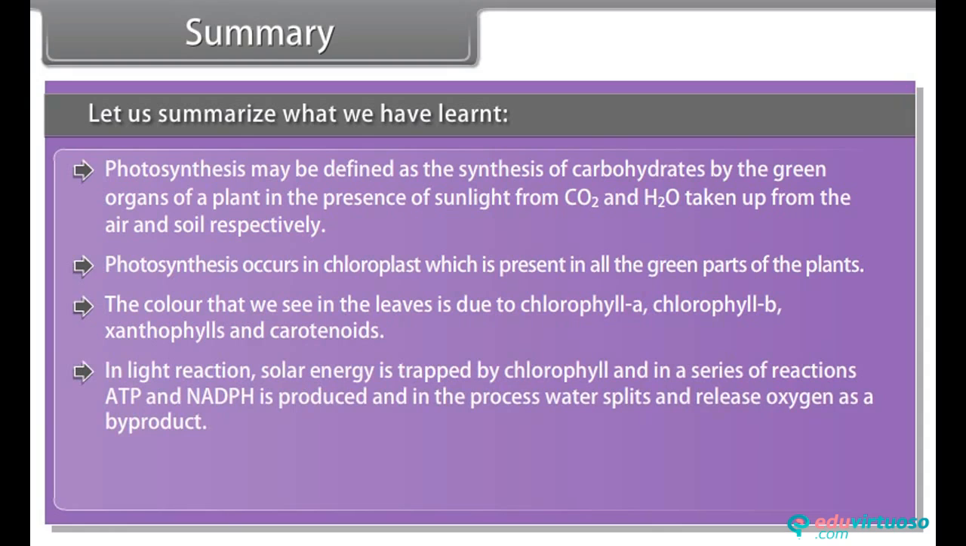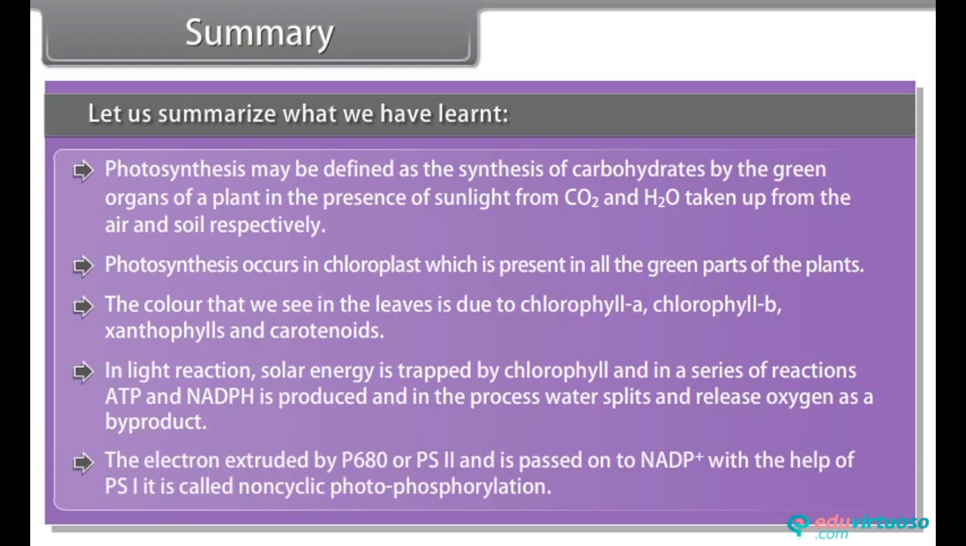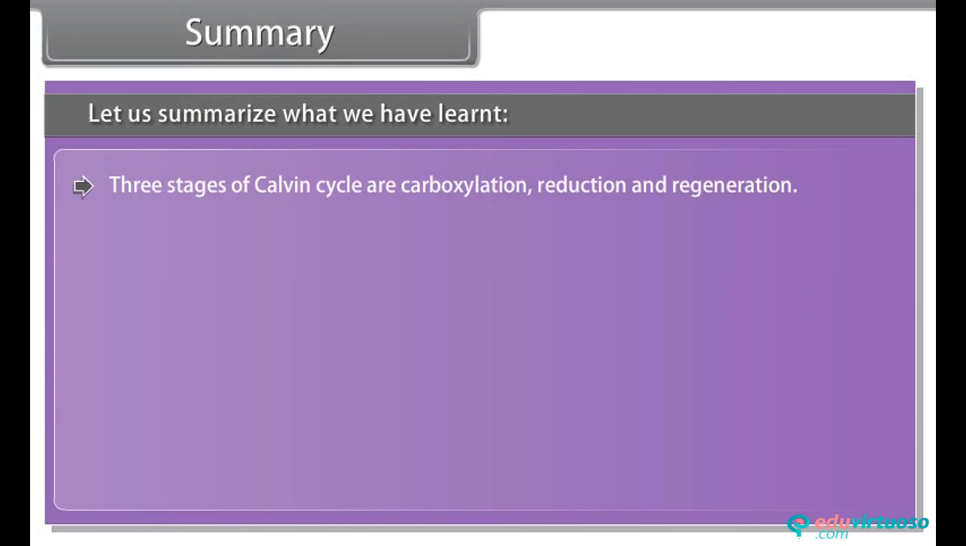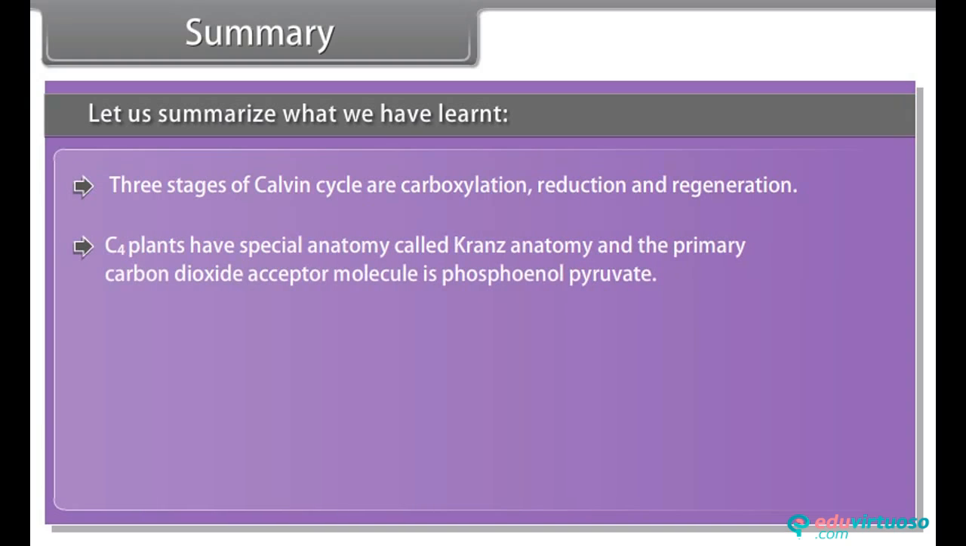In the light reaction, solar energy is trapped by chlorophyll, and in a series of reactions, ATP and NADPH are produced, and in the process, water splits and releases oxygen as a byproduct. The electron extruded by P680 or PS2 is passed on to NADP+ with the help of PS1. It is called non-cyclic photophosphorylation. The 3 stages of the Calvin cycle are carboxylation, reduction and regeneration. C4 plants have a special anatomy called Kranz anatomy, and the primary carbon dioxide acceptor molecule is phosphoenol pyruvate.